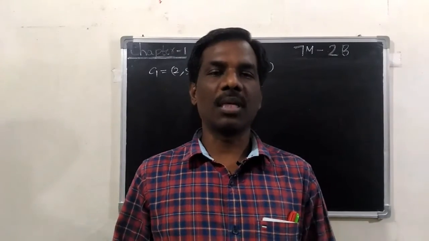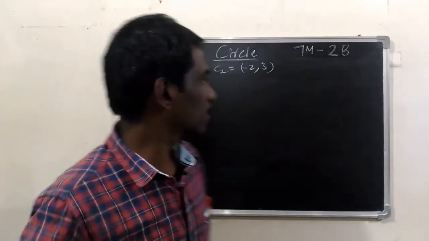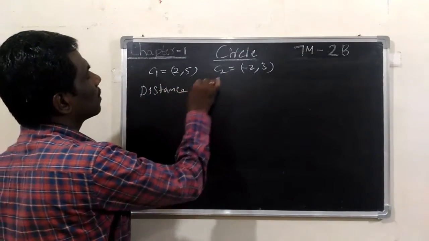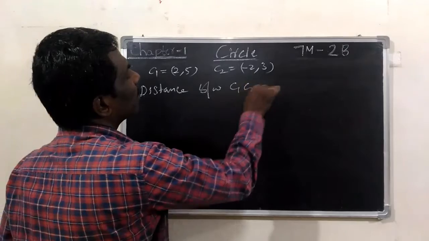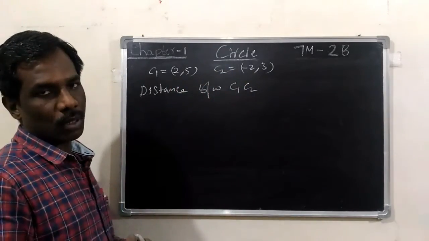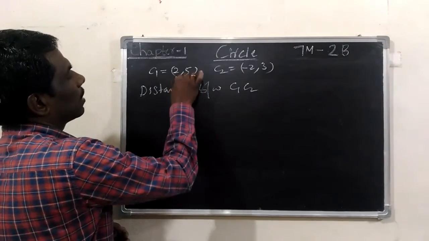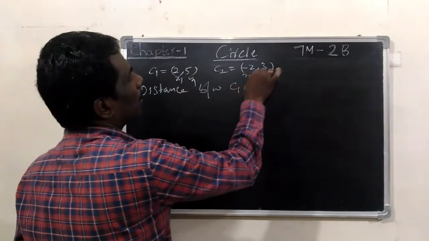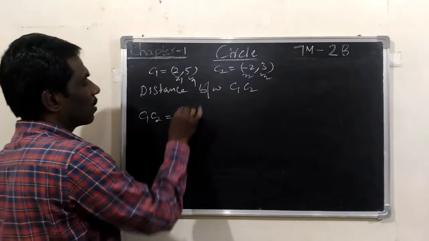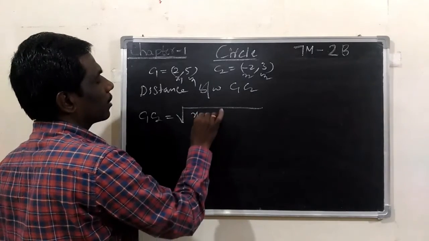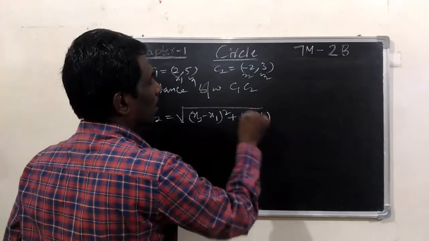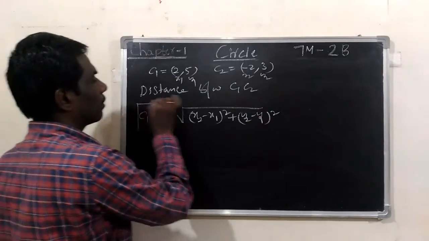Now we need to find the distance between the two centers. Distance between C1 and C2. C1 is (2, 5) and C2 is (minus 2, 3). Let this be x1, y1 and this be x2, y2. Write the distance formula: C1C2 equals the square root of (x2 minus x1) whole squared plus (y2 minus y1) whole squared. Box this.